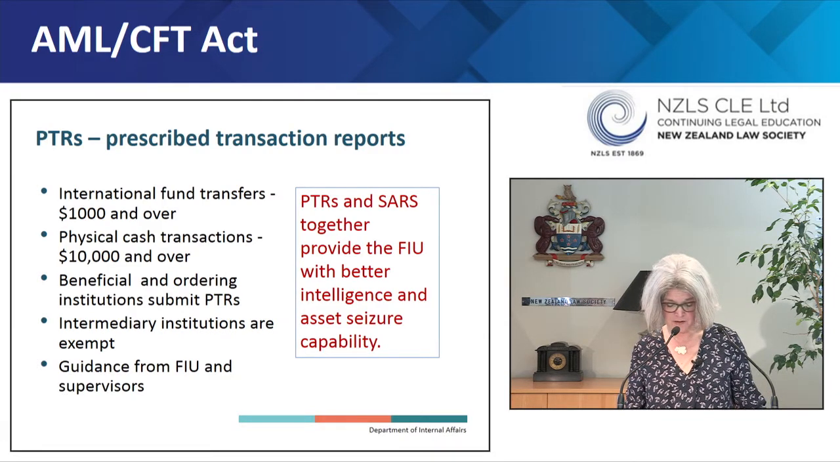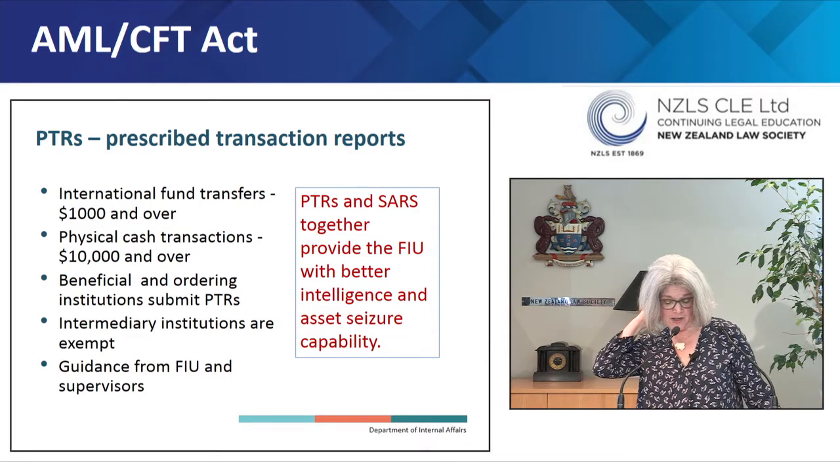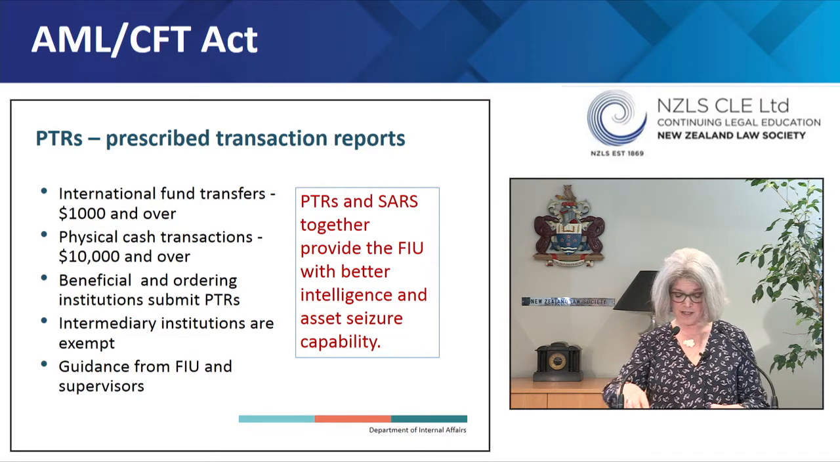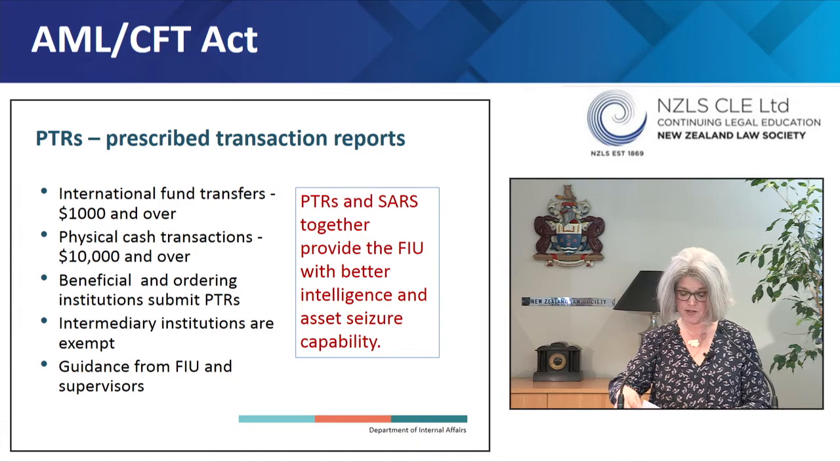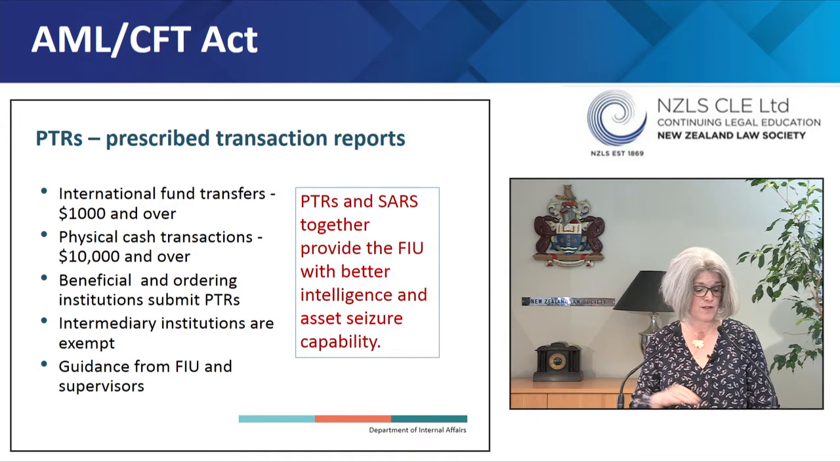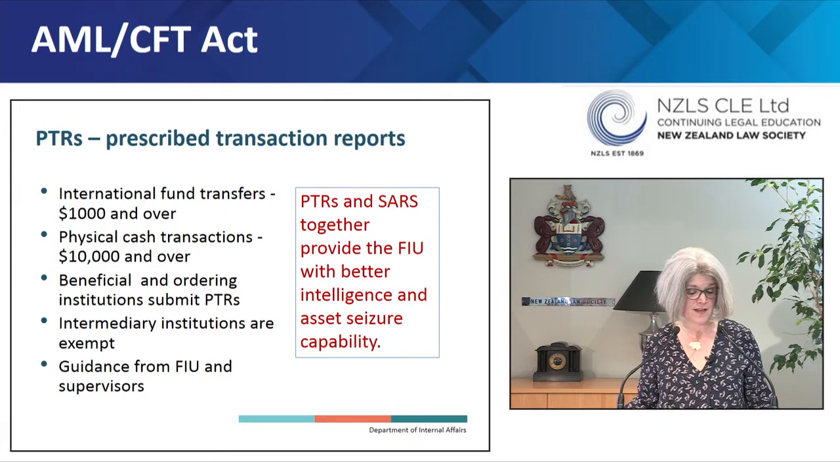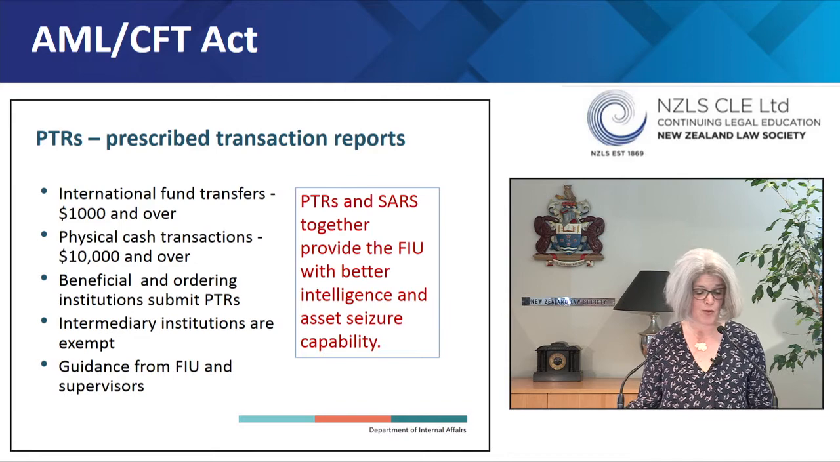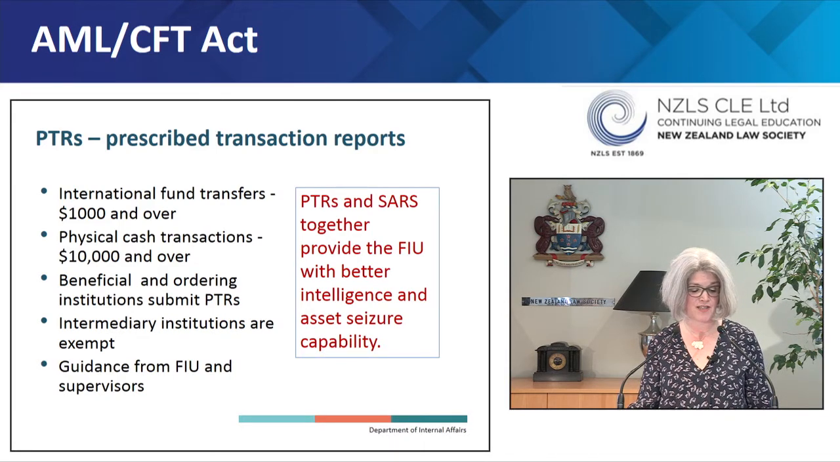Intermediaries are exempt. In the case of a wire transfer out of New Zealand, the PTR obligation falls on the ordering institution, the first entity to transact. That is, the first reporting entity instructed by a client to make an international funds transfer happen. An example is when a law firm that holds client funds in a trust account is instructed by the client to transfer those funds overseas. In this case, it's the law firm that is the first entity to transact.